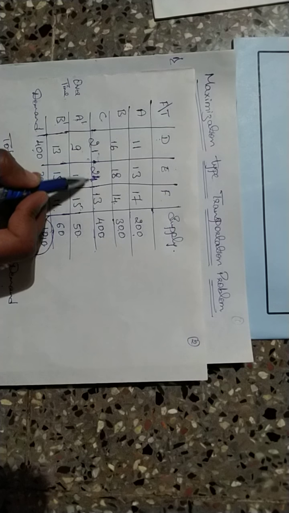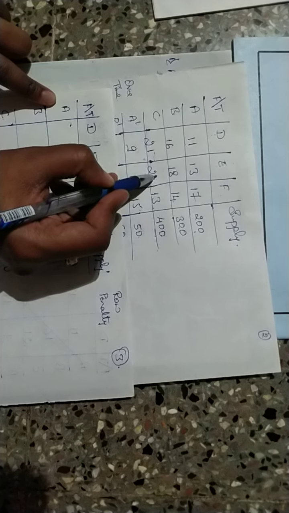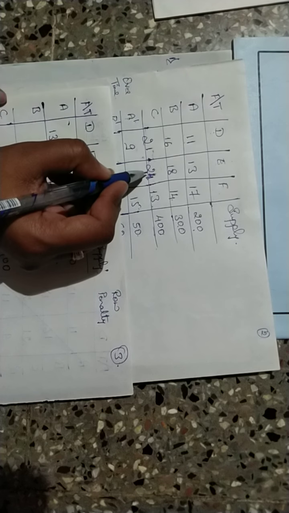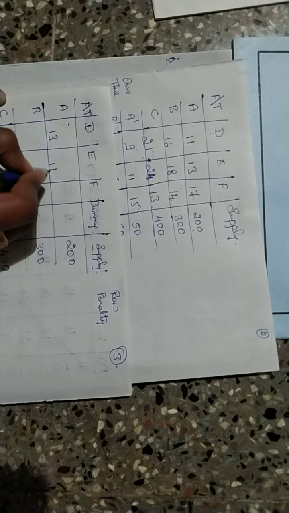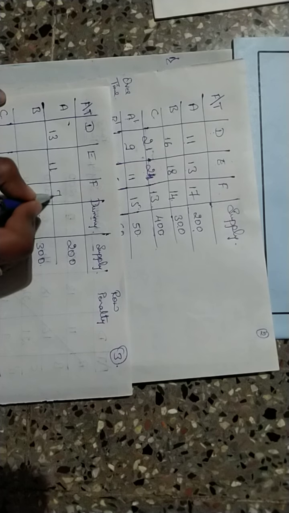In all these cells, the maximum element is 24. Once again we need to prepare the matrix by subtracting all these values from the maximum value of 24. That is, from A to D, the element value is 11, so 24 minus 11 gives 13. 24 minus 13 is 11, 24 minus 17 is 7.